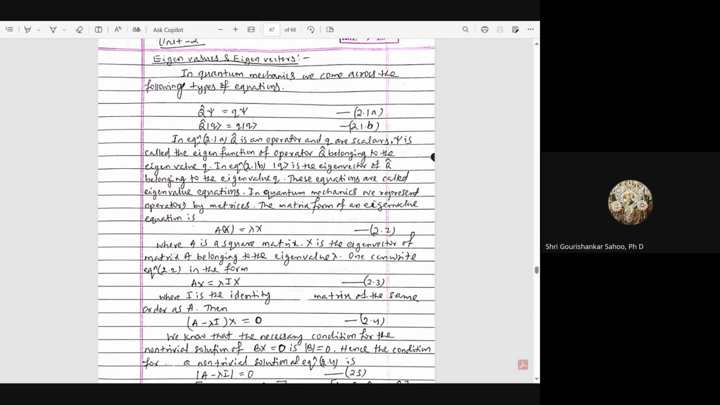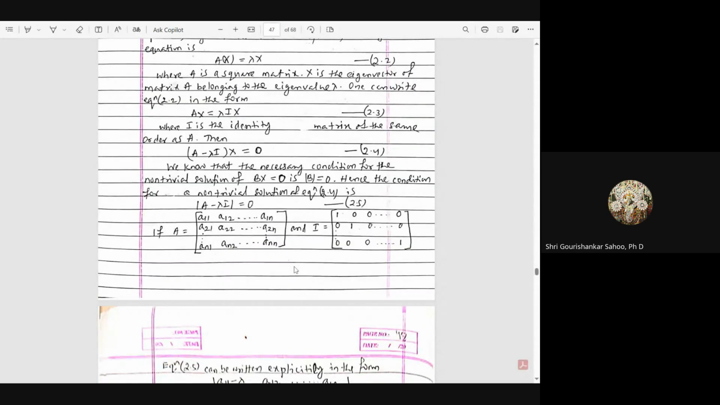In quantum mechanics, we represent operators by matrices, and the matrix form of an eigenvalue equation is Ax is equal to lambda x. x is the eigenvector of the matrix A belonging to the eigenvalue lambda. So you can write Ax is equal to lambda Ix, where I is the identity. Earlier in today's class, we had the Pauli matrices, and this is a part of quantum mechanics. So a quantum mechanical problem can be solved by using matrix algebra or matrix formalism.